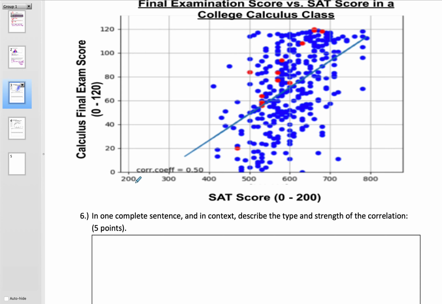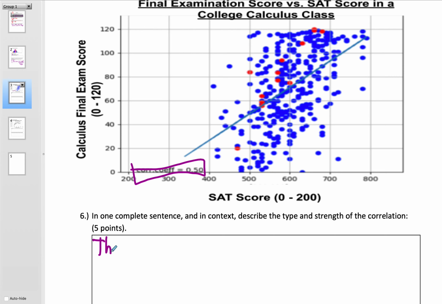On to the next question we had here. A model we had to analyze, and the goal was to take a look at the correlation coefficient. Okay, we can see it's a 0.5. So for this one, we do need a complete sentence. It's got to involve the type and the strength of the correlation.